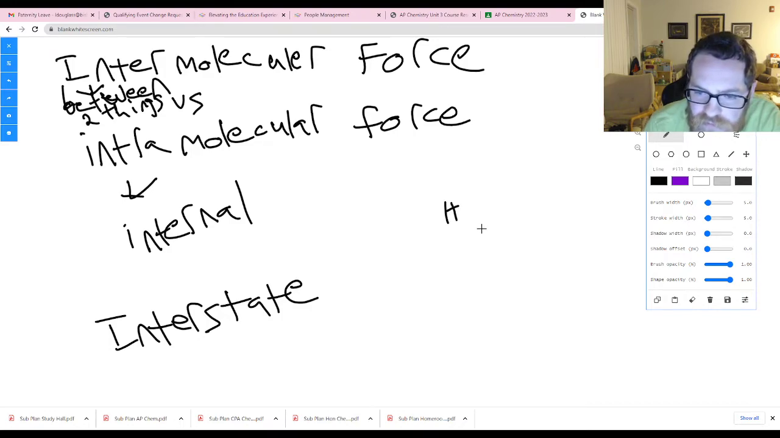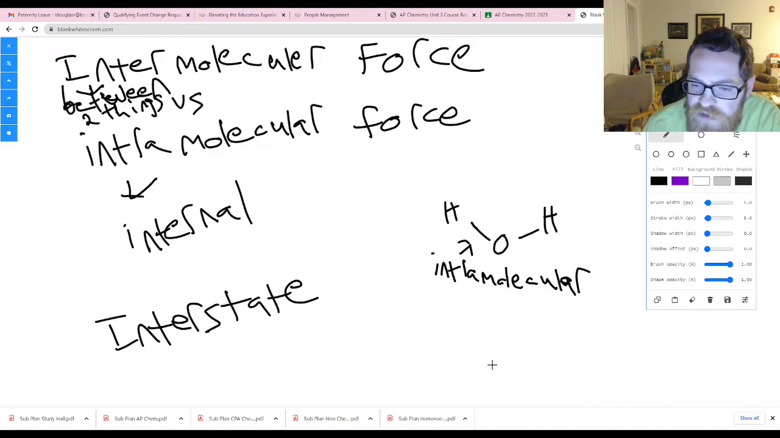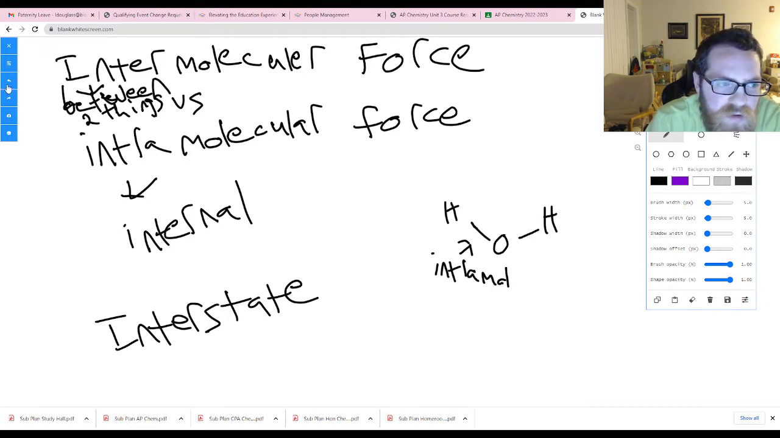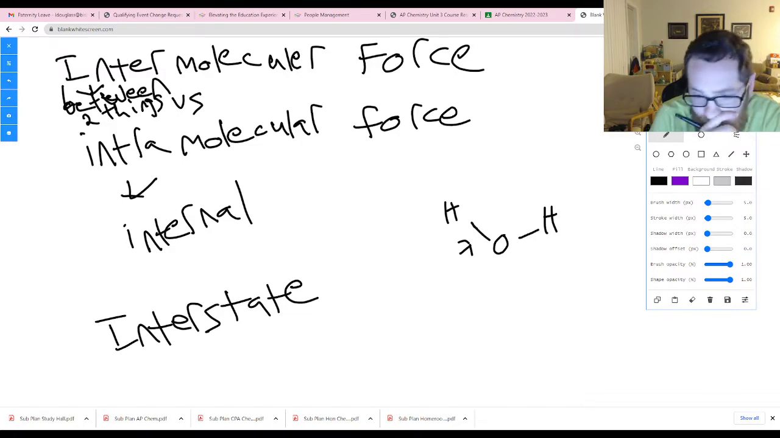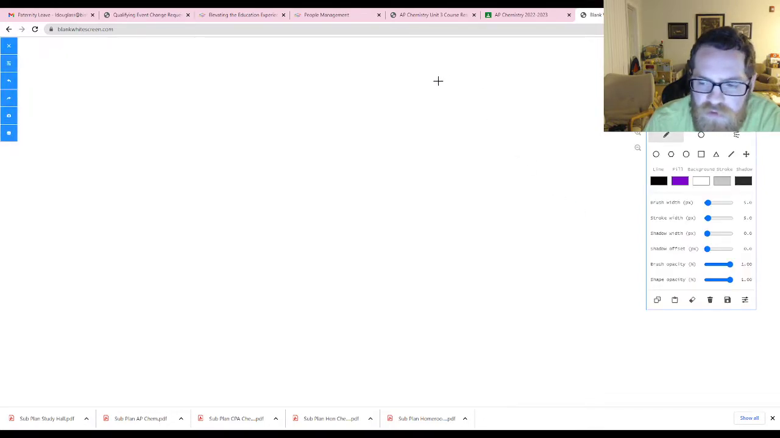Intramolecular, that's the bond. The force that holds one molecule together. But an intermolecular force is what holds multiple molecules together. All molecules have intermolecular forces. We have many different kinds. I'm going to go over each of them.